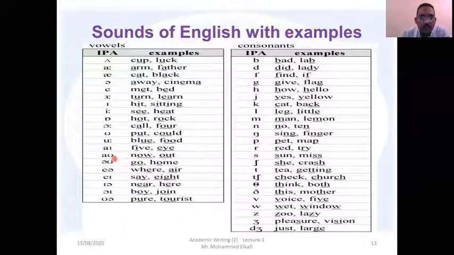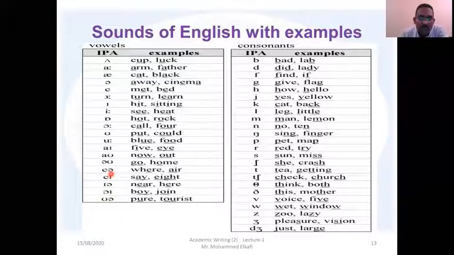The next one is ow. The sound here, ow, as in now. Remove n, you find ow. The sound is ow. This one is O, as in go, and O as in the letter O.